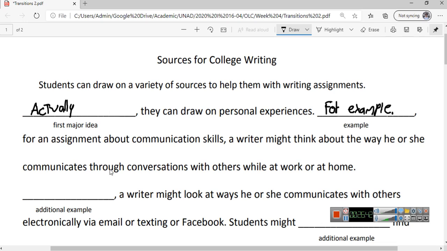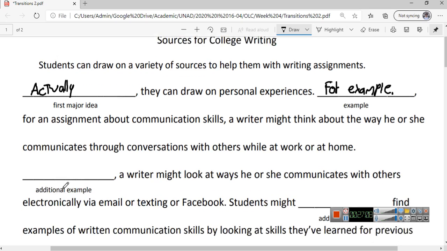Okay, students can actually draw on personal experience. For example, for an assignment about communication skills, a writer might think about the way he or she communicates through conversations with others while at work or at home. Very good, Dainer. You got it.